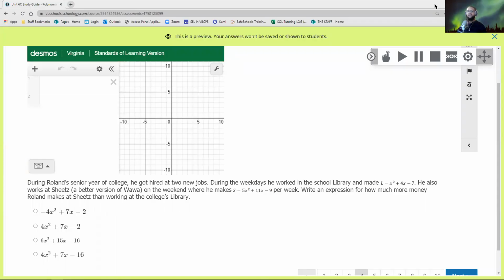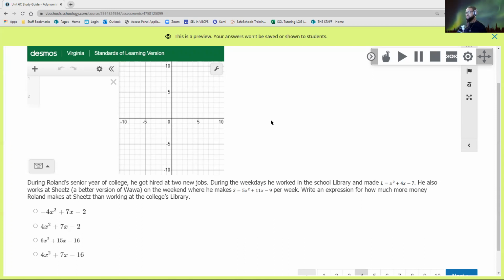Here's where we are. One of the most missed questions was this one here, Question 4. It reads, during Roland's senior year of college, he got hired at 2 new jobs. During the weekdays, he worked in the school library and made L, and L is equal to x squared plus 4x minus 7. And I'm assuming L is for library. And then it says he also worked at Sheets, which is just a better version of Wawa, on the weekend where he made S. S stands for Sheets. S is equal to 5x squared plus 11x minus 9. He made that per week.